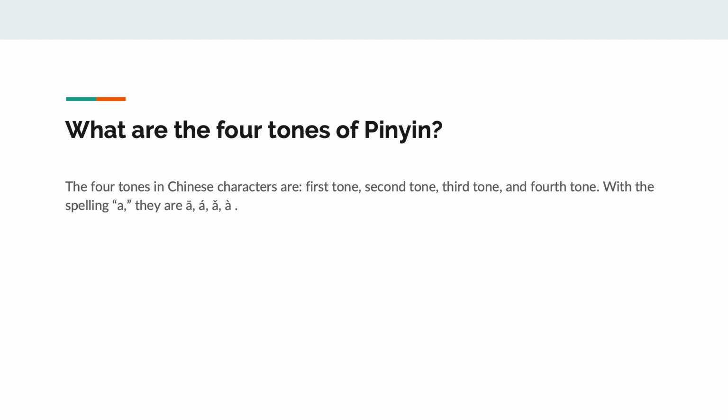What are the four tones of pinyin? The four tones in Chinese characters are first tone, second tone, third tone, and fourth tone. With the spelling A, they are ah, ah, ah, ah.